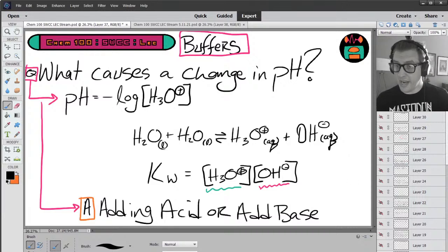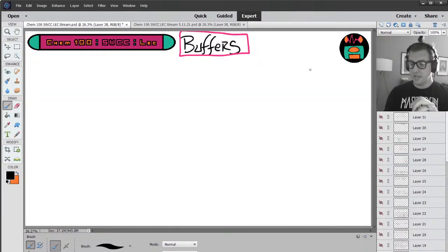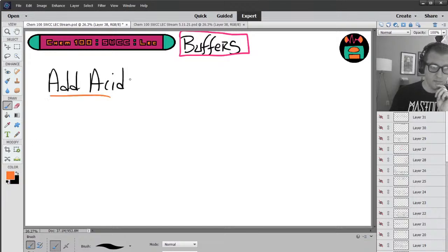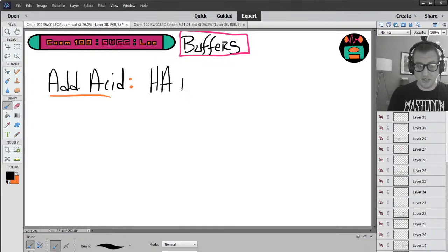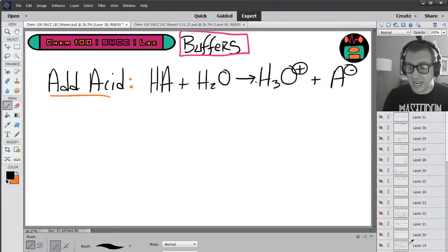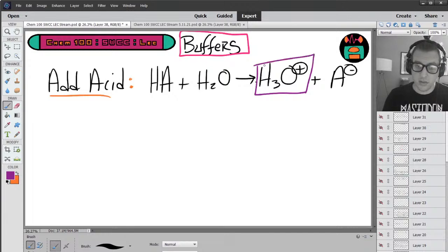All right? And here's why. Think about what happens when you add acid. When you add acid to water, HA reacts with H2O to produce hydronium plus A minus. And if you're adding hydronium, this will change your pH.